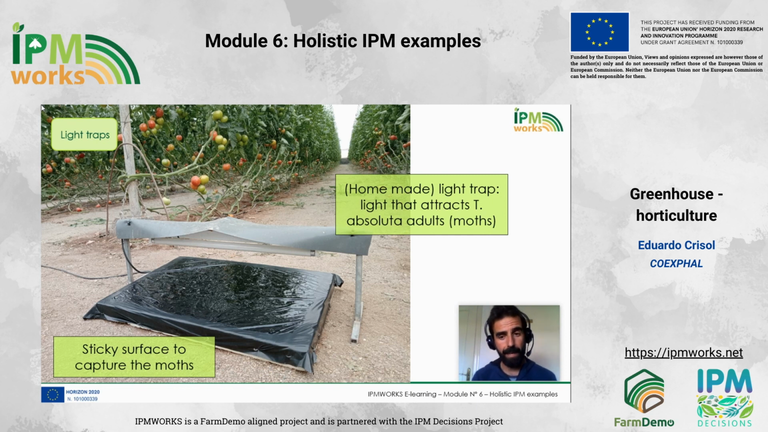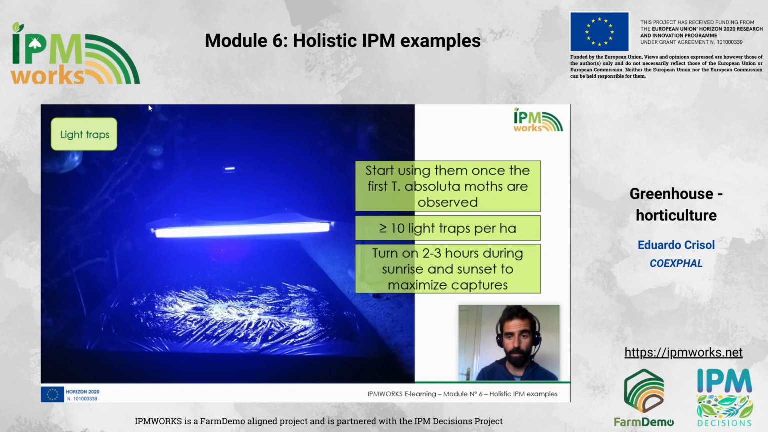We are moving on to the next element of IPM, which is using light traps. In this case, we have a picture of a homemade light trap. This system is quite easy. It is a system that has two parts. One of them is a light that attracts Tuta absoluta adults. We're talking about moths, of course. And then we have a sticky surface underneath that can capture those moths. And so this is how it looks when it's in the dark.